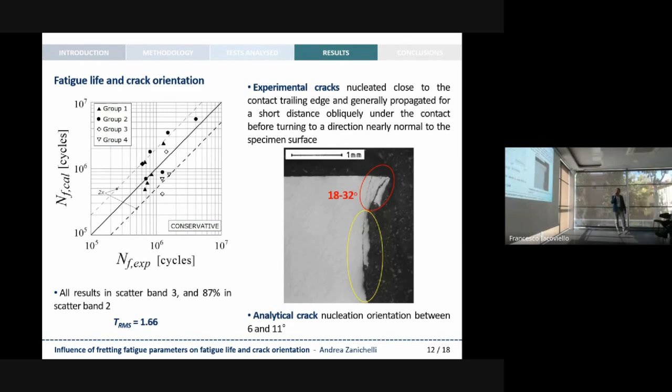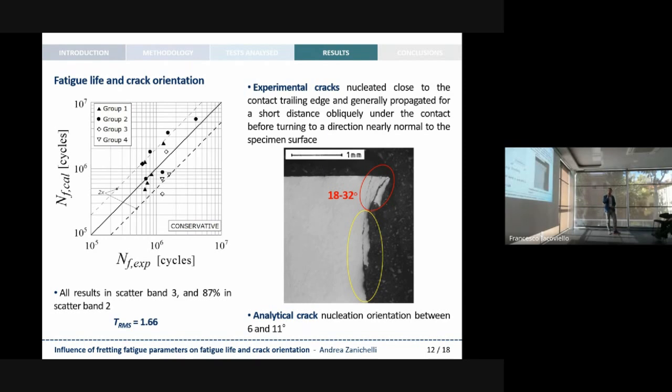And 2 different zones of the crack can be identified. Firstly, we can see that the main crack nucleates and propagates for a few hundred microns with an angle that for the different experimental tests ranged between 18 and 32 degrees. And then the crack propagates to the inner part of the specimen almost perpendicular to the contact surface.